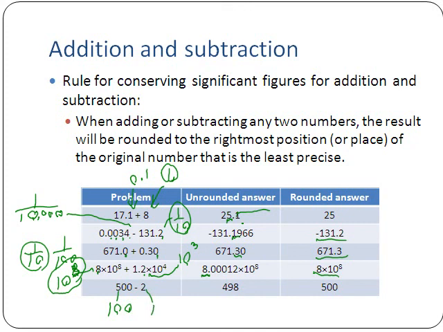Which one is less precise? The hundreds place is less precise than the ones place. So we're going to round that to the hundreds place. Hundreds place is right here. 498 rounded to the nearest hundred is going to be 500.